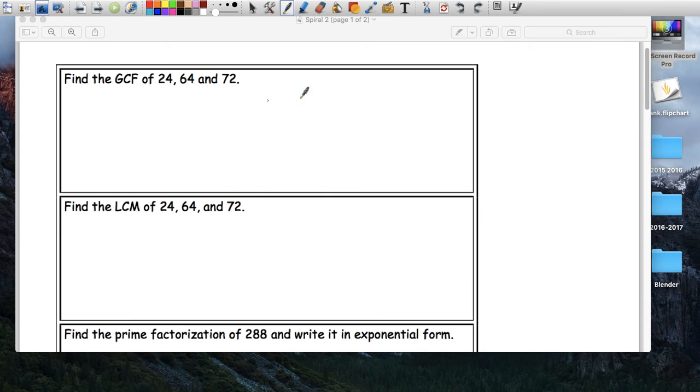Okay, so find the GCF between 24, 64, and 72. I think one of the easiest ways we've proven is the ladder method. 24, 64, 72. Pick a number. 8, I think, might work. 8 goes into 24 3 times. 8 goes into 64 8 times. 8 goes into 72 9 times.